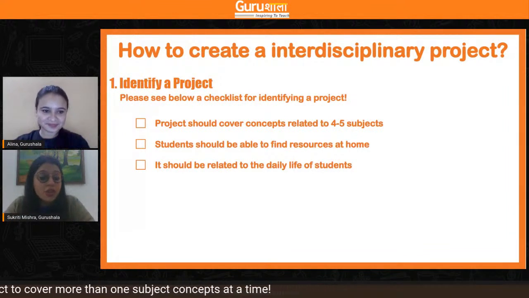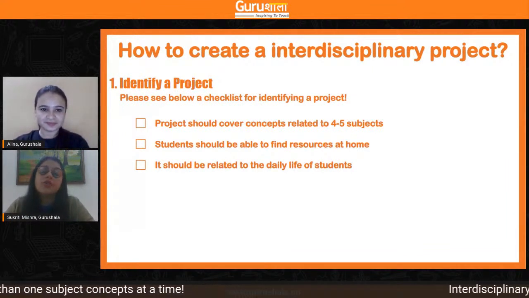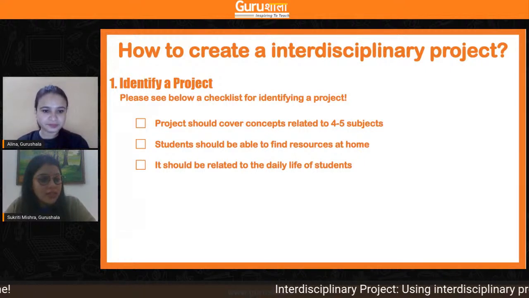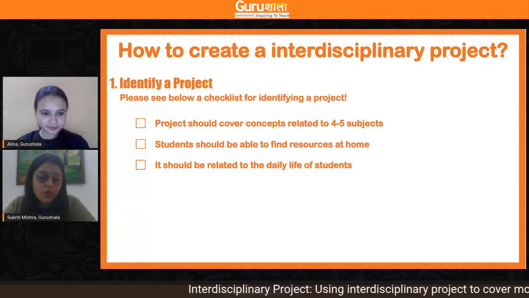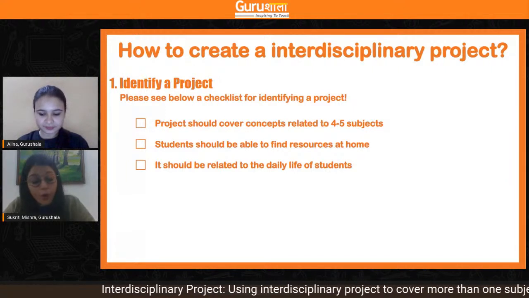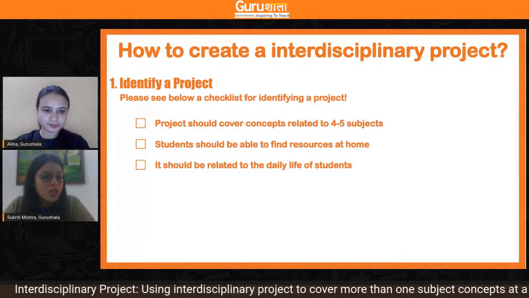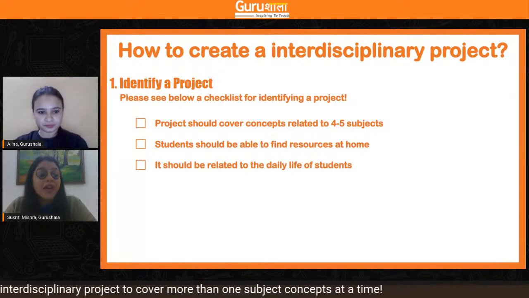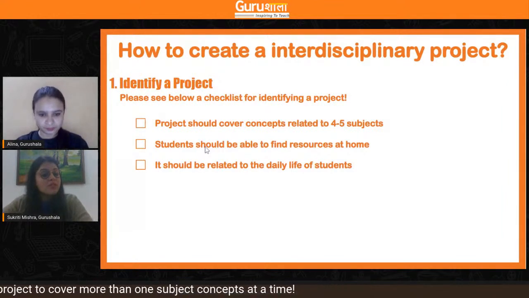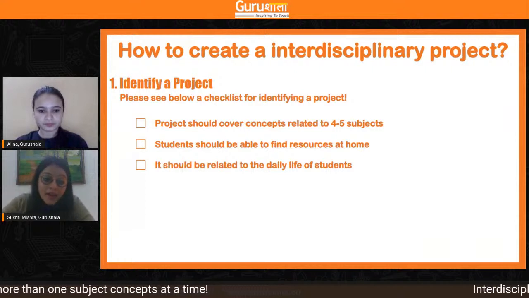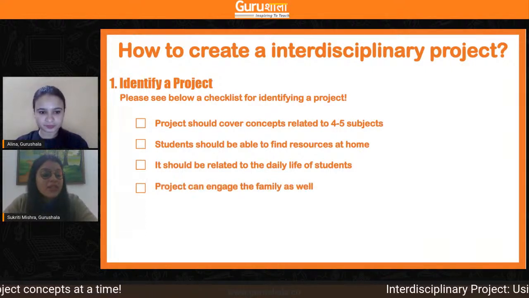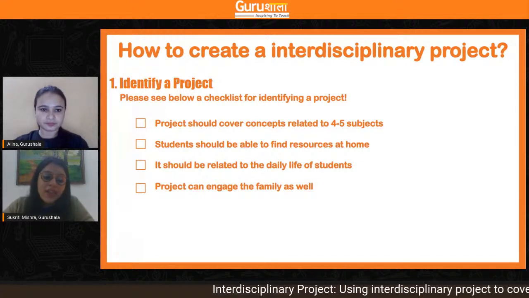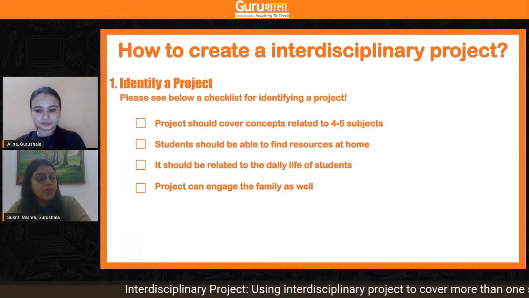The third point, as you can see, is that it should be related to the daily life of students. So the point of this interdisciplinary project is a holistic growth of a child. So the point is not only to teach an academic subject or a particular concept, but rather that this project teaches students not only life skills like time management and responsibility and independence, but also these projects are important so students can understand that their learning is of value to their life.